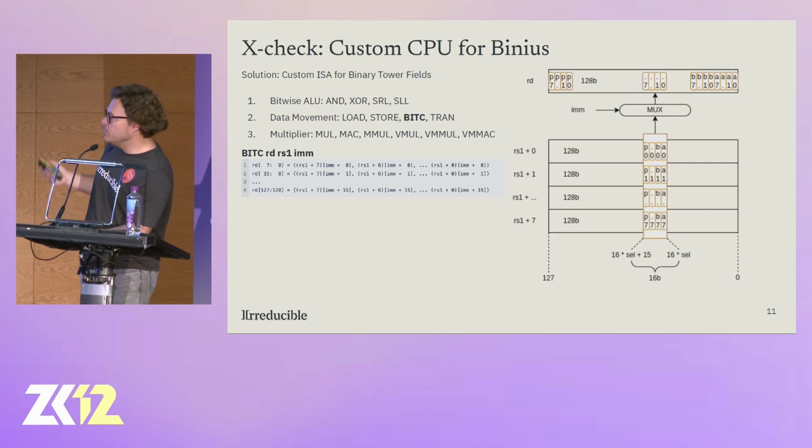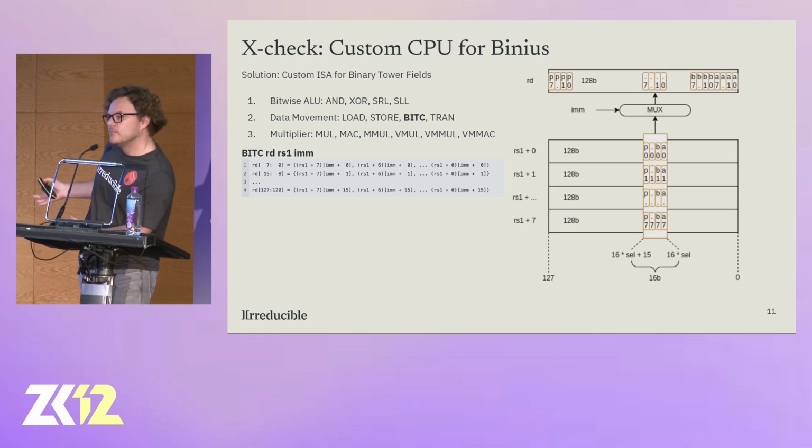The bit collect instruction's signature is provided here. There is a destination register, an immediate value, and pseudocode which describes what it does. But I will try to explain it using the picture here. Imagine that you have 8 registers, each storing 128-bit values, and you want to take a 16-bit slice from each register, and you want to dump all 128 bits into the destination register.